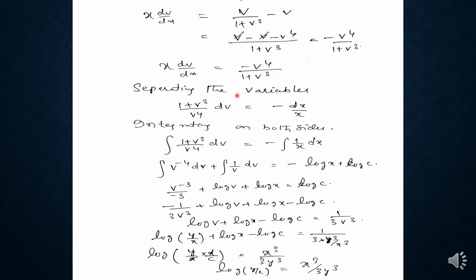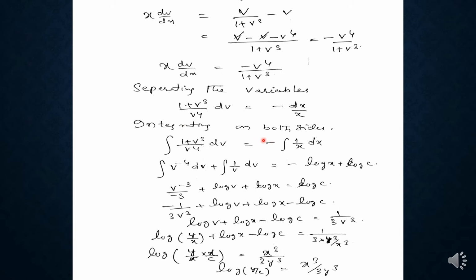By separating the variables, that means sending all the functions of v to the dv side and all the terms with x to the dx side. So by transferring this to the left hand side, that becomes 1 plus v cube by v to the power of 4 dv is equal to minus dx by x. Now the variables are separated. These are the variables of v and this is the variable of x.